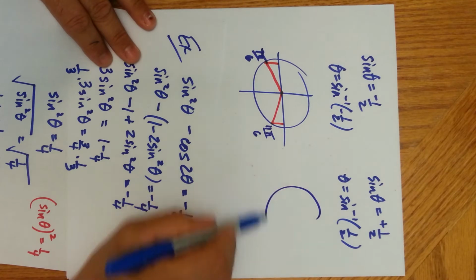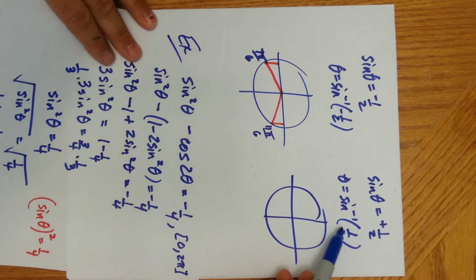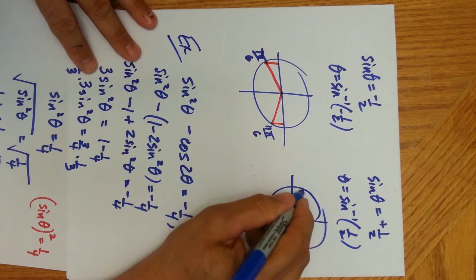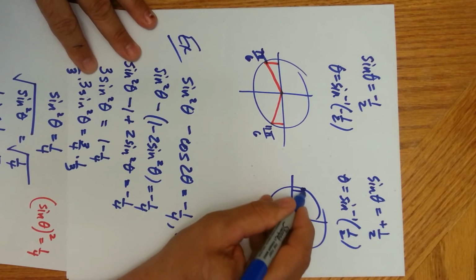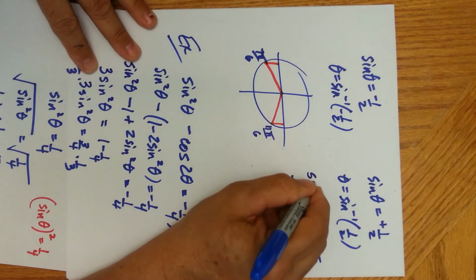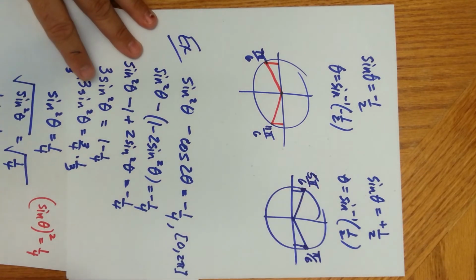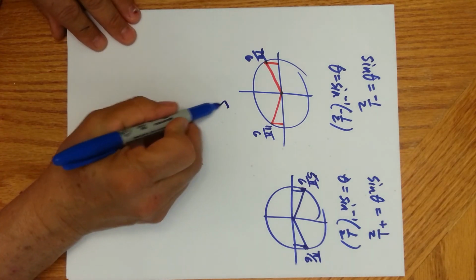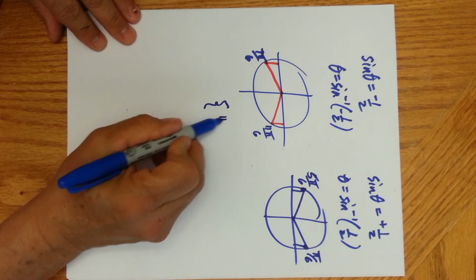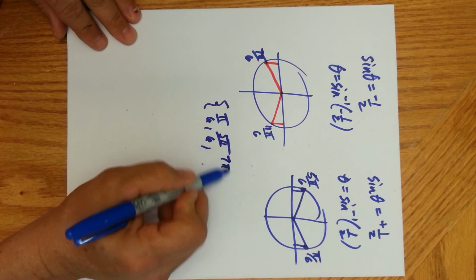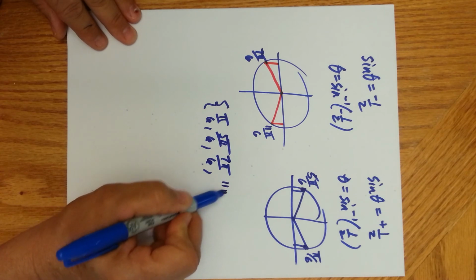And then here I'm looking for what angle has a y-coordinate of positive a half, so that would be here and here. So we're looking for those angles, pi over 6 and 5 pi over 6. So from 0 to 2 pi, your solutions are pi over 6, 5 pi over 6, 7 pi over 6, and 11 pi over 6.